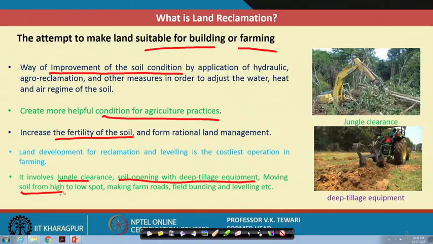Moving soil from high to low spots. Sometimes we would like to do this as well, moving the soil from high spots to low spots. Making farm roads, yes, this will be required. Field bunding and leveling, etc. So these are the various operations depending upon whether it is meant for a building or for farming.